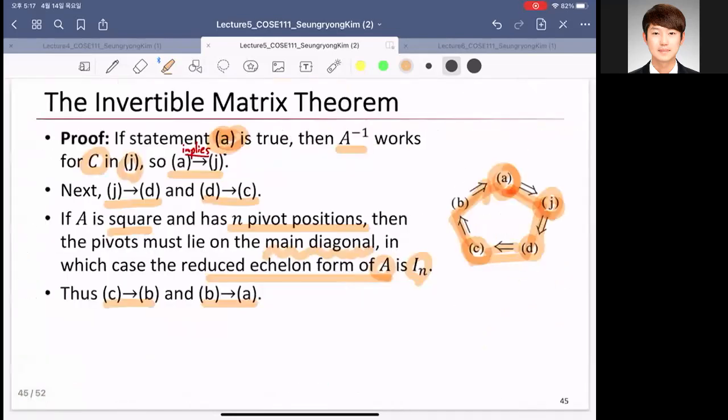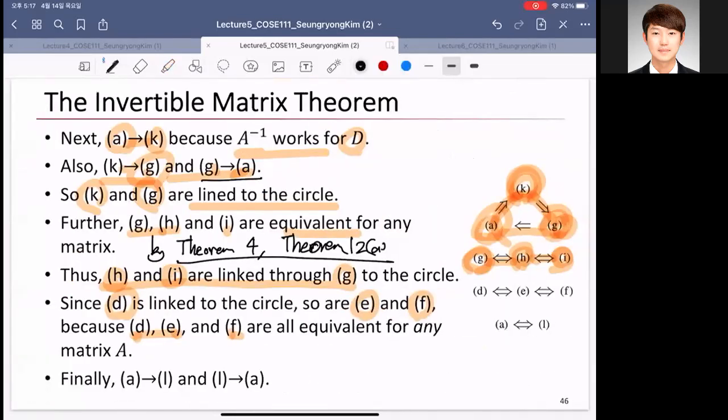Why? We already proved this one in theorem 12b and section 1.7. So please check that. Anyway, T, E, F are all equivalent.